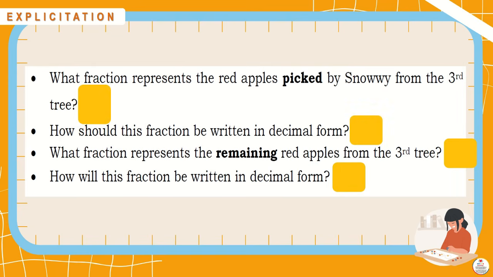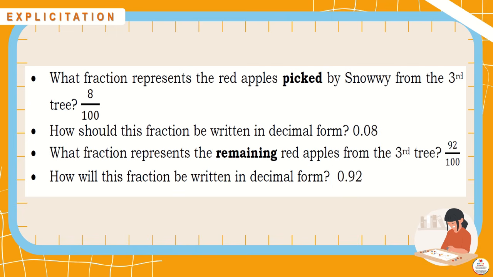What fraction represents the red apples picked by Snowy from the third tree? You're right, it's 8/100ths. How should this fraction be written in decimal form? You're right, it's 0.08 or 8 hundredths. What fraction represents the remaining red apples from the third tree? You're right, it's 92/100ths. How will this fraction be written in decimal form? Very good. 0.92 or read as 92 hundredths.